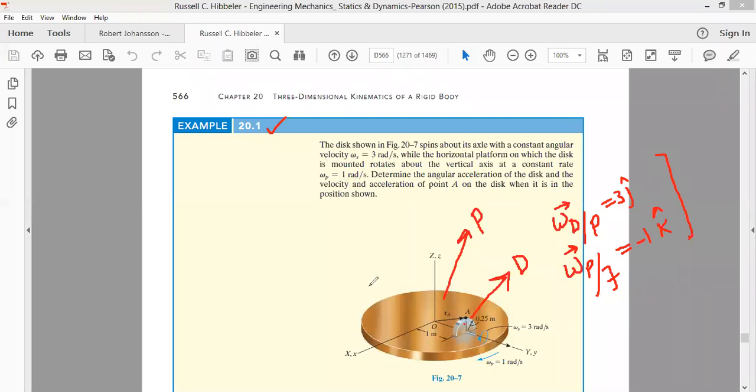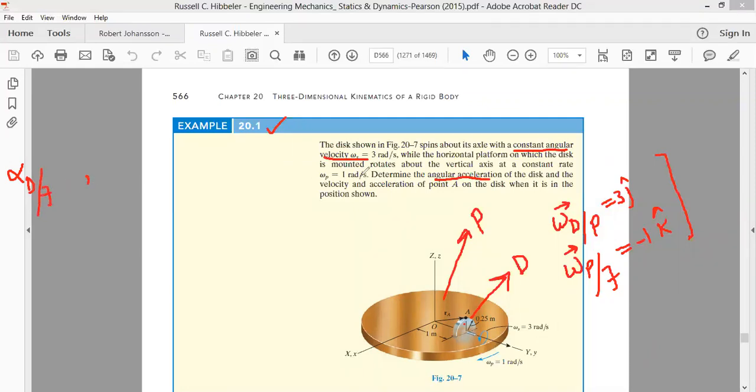First and foremost, I am calculating the angular acceleration of the disk, because the question asks for it. The angular velocity of the disk with respect to the platform is 3j cap. It says that it has a constant angular velocity, and when the angular velocity is constant, the angular acceleration of the disk with respect to the platform will be equal to 0. But the question is to determine the angular acceleration of the disk, that is, we have to find the angular acceleration of the disk with respect to the ground.